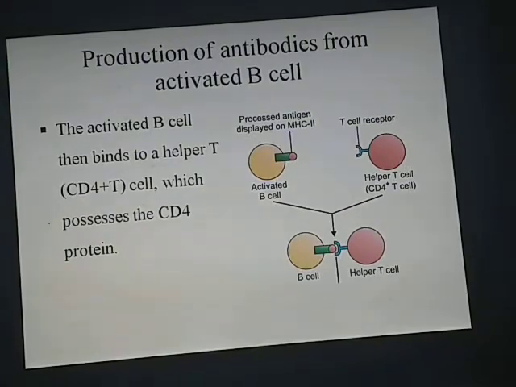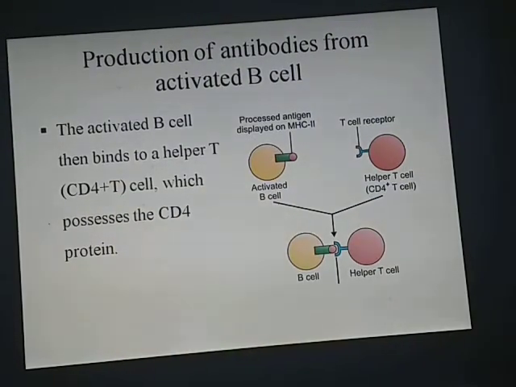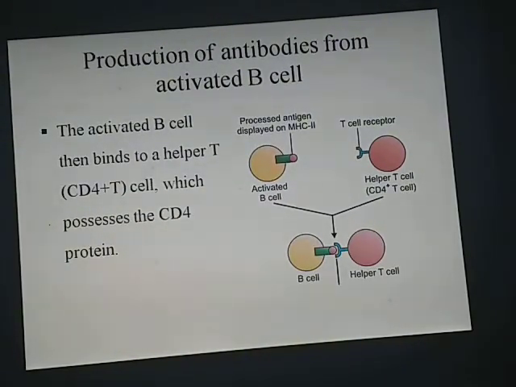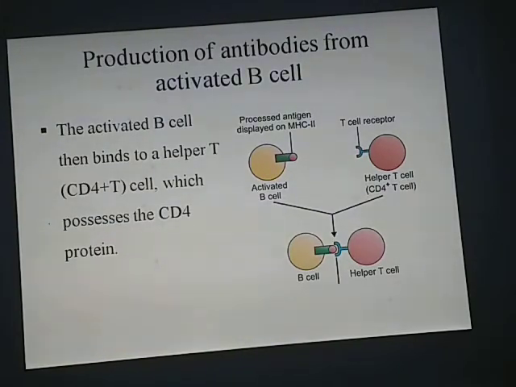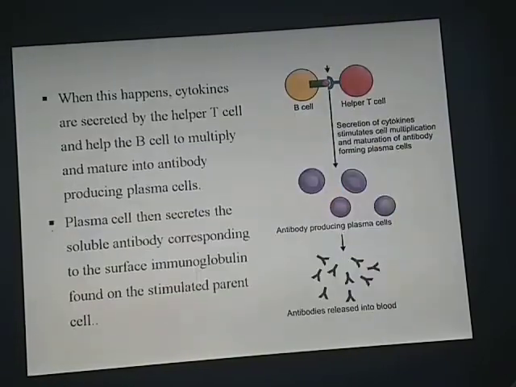Then production of antibodies from activated B cells. So the activated B cells then bind to a helper T cell which possesses the CD4 protein. You can see in the diagram.